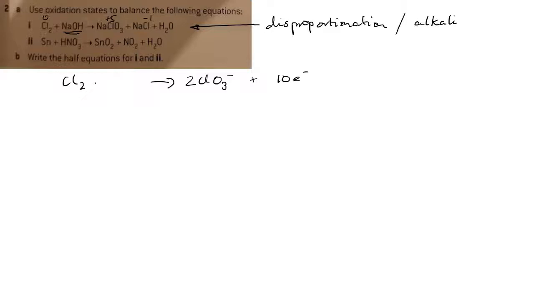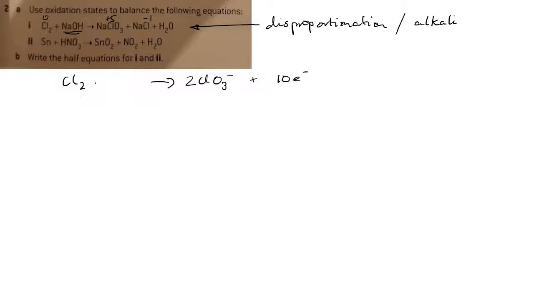So we're not going to carry on with the rest of the half equation yet, because all we're trying to do is balance the equation at the moment. Of course, part B is write the half equation, so we're going to come back to this and finish off that half equation later. But for now, we're just doing what the question says. We're trying to balance the equation in 2A part 1.